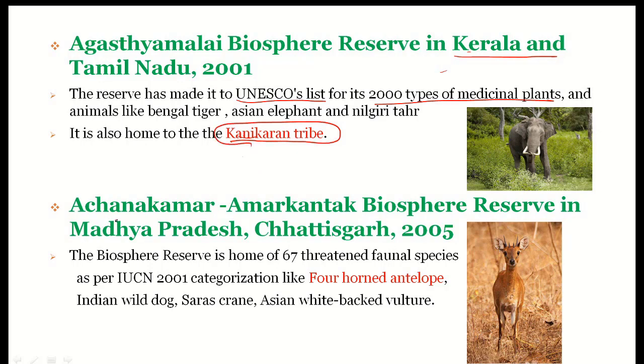So next is Achanakmar Amarkantak Biosphere Reserve, which is in between Madhya Pradesh and Chhattisgarh. It was established in 2005. You can see threatened species like the four-horned antelope. You can see here.